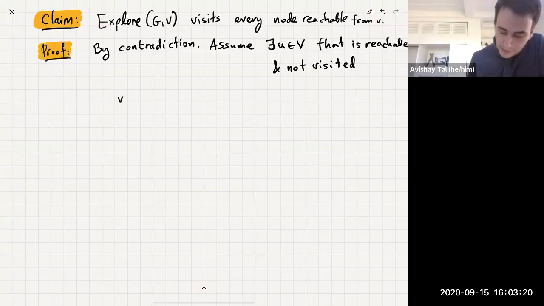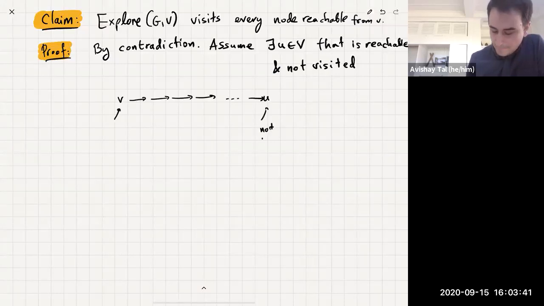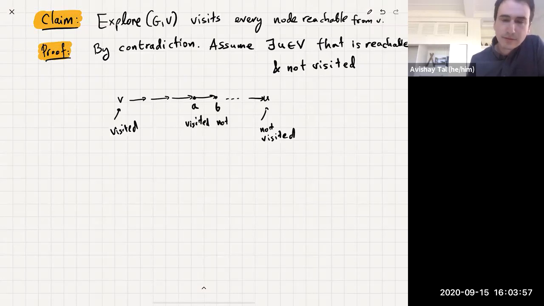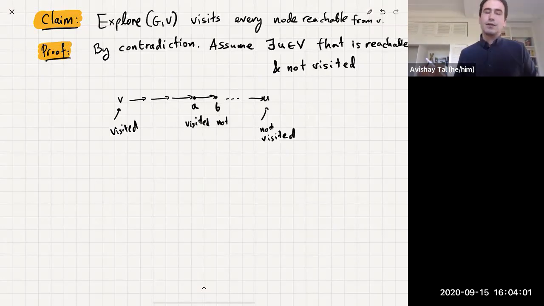So what do we have? We have V and we have U, and we know by assumption that there's a path from V to U. We start from V, so V is visited. We assume that U is not visited. So there must be a point in this path where I have a node A and a node B, where A is visited and B is not visited, right? Maybe I'm looking at the last vertex along the path which was visited. It's definitely not the entire path that is visited because we assume that U is not visited. So there must exist such a vertex, and the next vertex is not visited by definition. Okay, so why is this a contradiction?